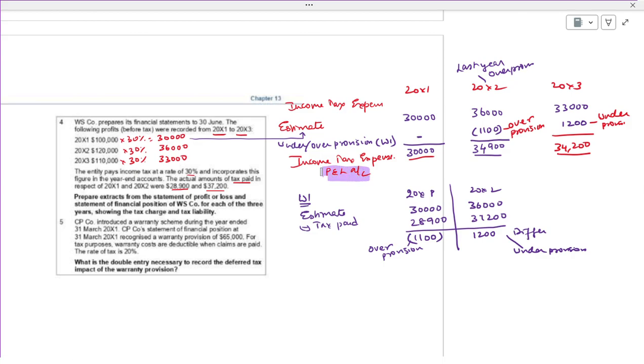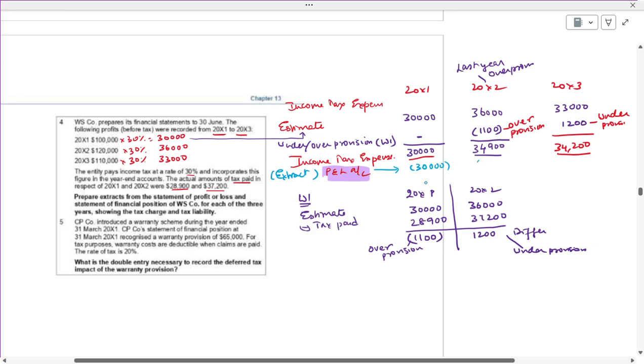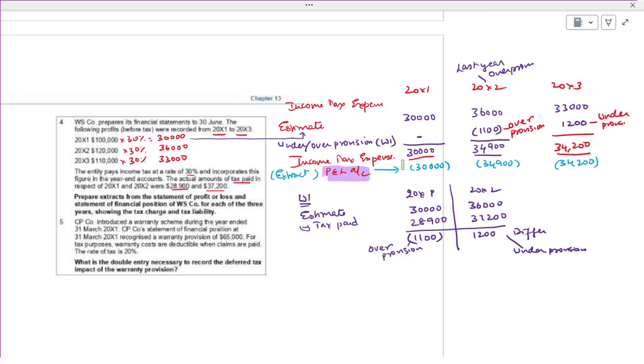Okay, expense. How do you have to show it? Again, I will write in the profit and loss account. How do we have to show it? Only the extract. Okay, we are talking only about the extract. How much? You have to say 30,000 minus 34,900 and 34,200. This much we have to show in the profit and loss account.